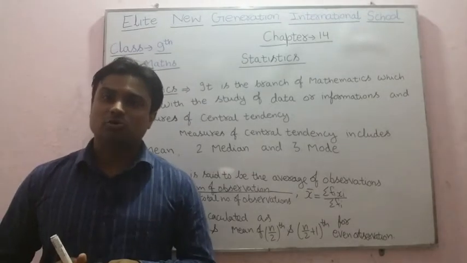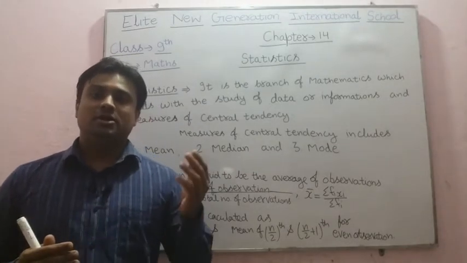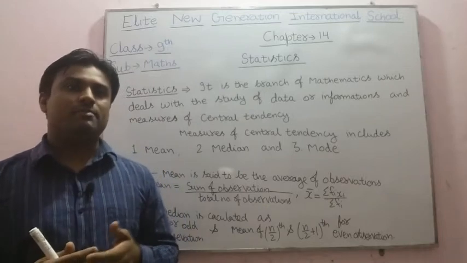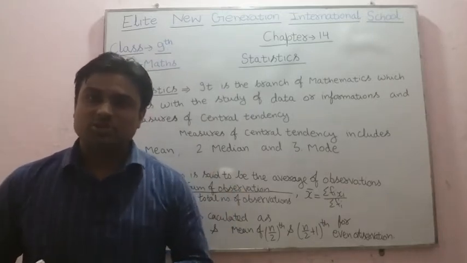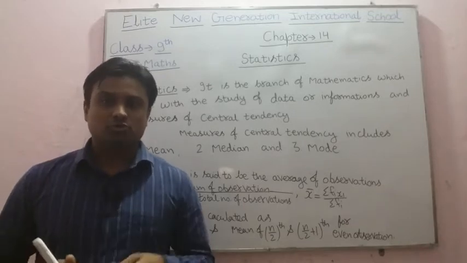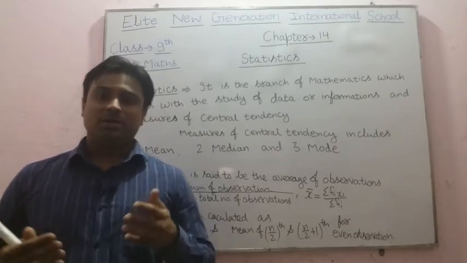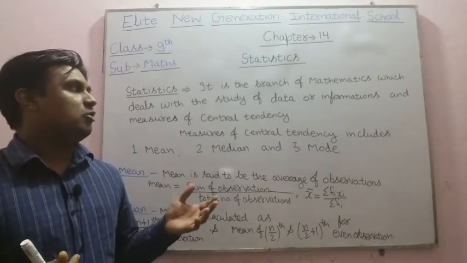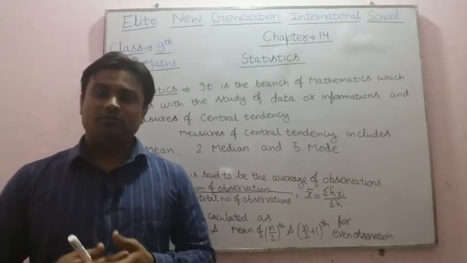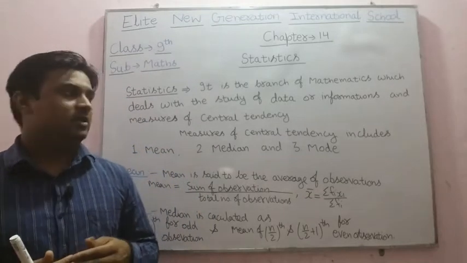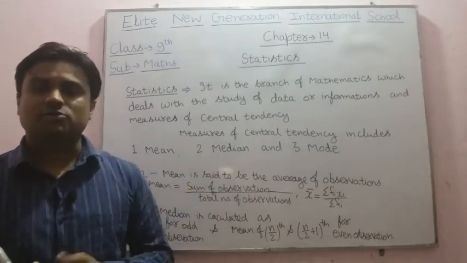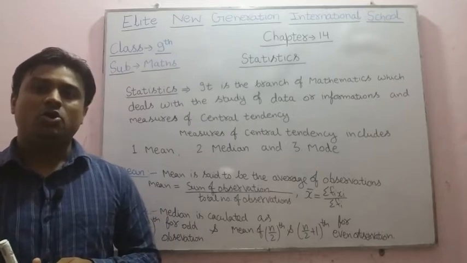In class 6 you studied this chapter as data handling. You studied graphs and tables, that was frequency distribution table, bar graph, histogram and all these things. But in this class you have to study data, information, and you will also study histogram and bar graph, and the simple measures of central tendency: mean, median and mode.